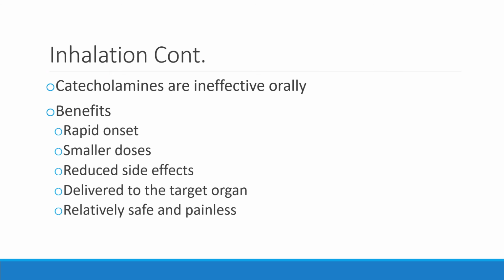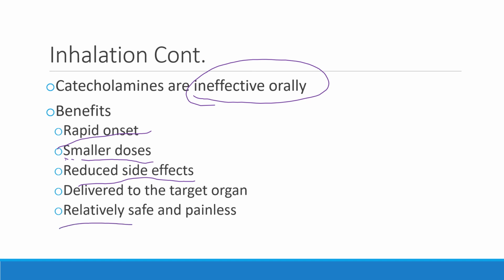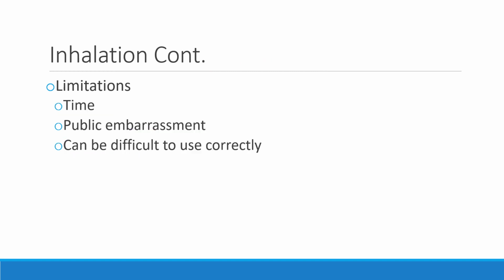Catecholamines, we've already talked about this. Catecholamines are ineffective orally, right? Because they're metabolized by the liver, right? But the big benefits of these catecholamines, so you're looking at systemic administration of these, are going to be the very rapid onset, so very quick to act. We can use much smaller doses. There's a lot less side effects, and they are delivered directly to that target organ, so it's very, very selective. And then they're relatively safe and painless overall, which is kind of a bonus there.